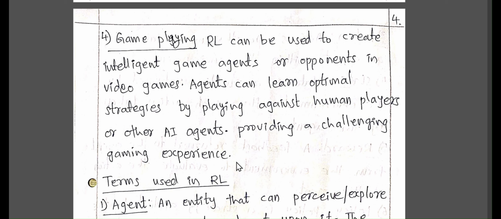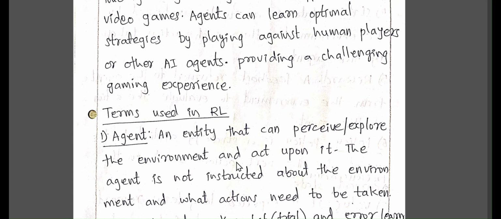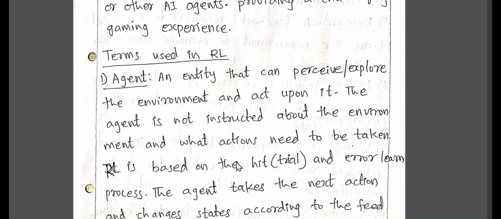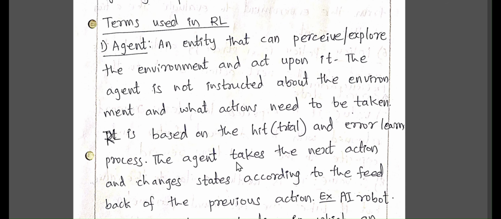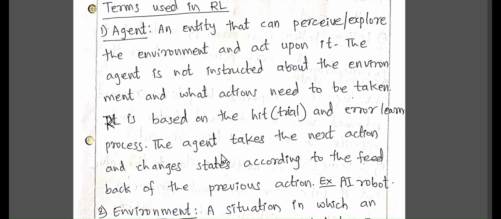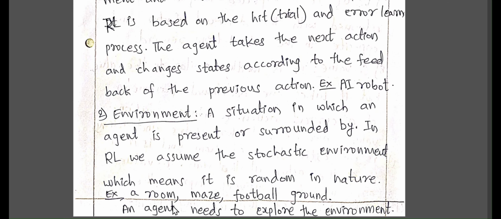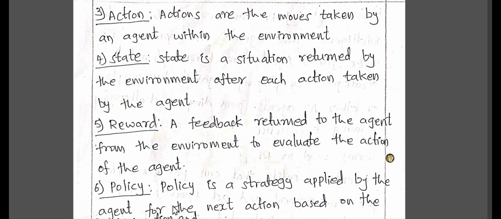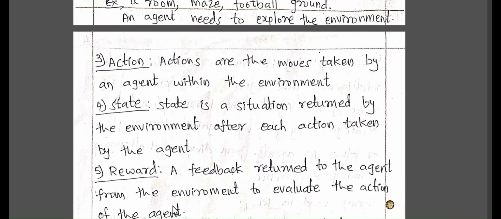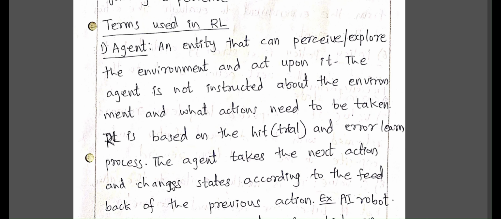RL is also used in game playing to create intelligent game agents or opponents in video games. Agents can learn optimal strategies to win and maximize the rewards. So it is also providing a challenging gaming experience. The terms used in RL are agent, environment, action, state, reward, policy, value, and Q value. So let's discuss them one by one.